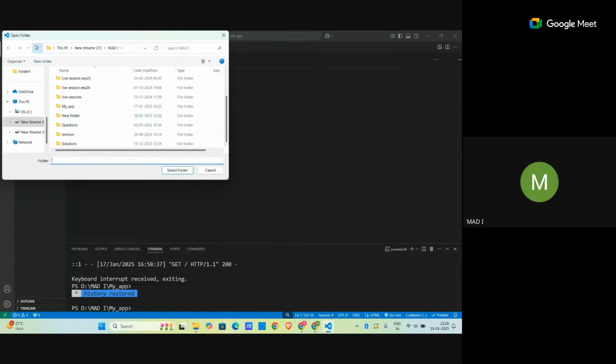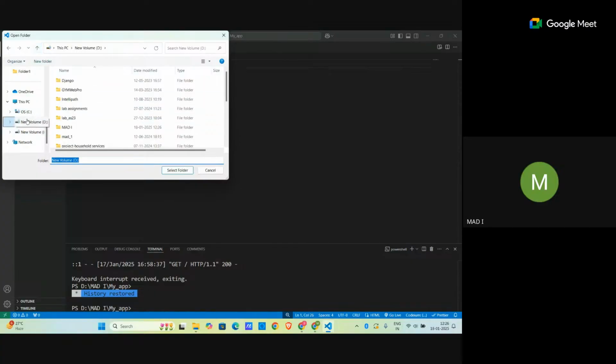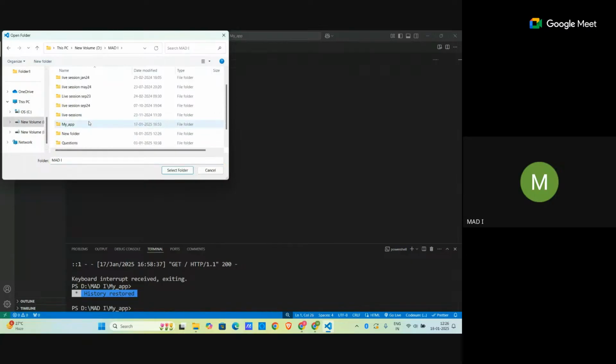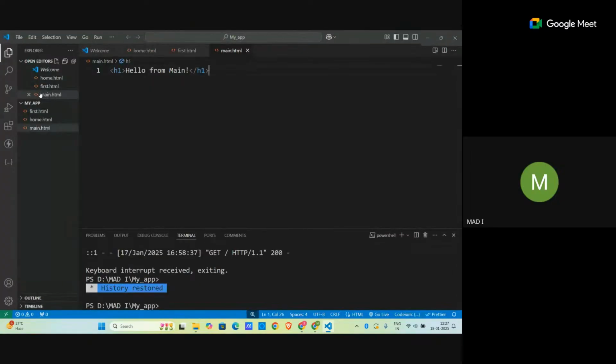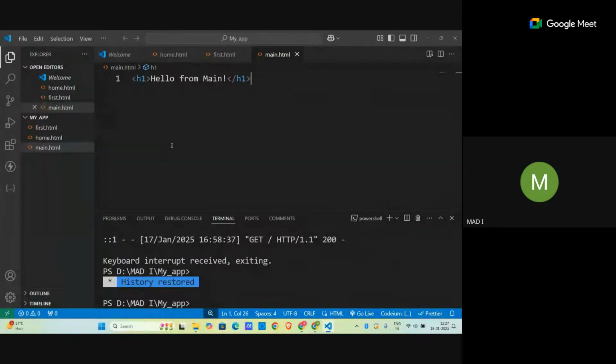I will first show it from here. This was my D drive. Inside this D drive, I have this Mad1 folder. Inside that Mad1 folder, I have this my app folder. So I will just select this folder, and this folder will open. If you want to add a file to this folder, you will click on this button. One minute, let me increase the size. If you want to create a file, you just select this.